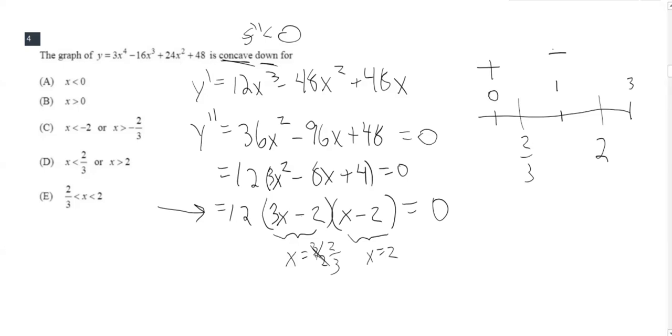Now, don't always assume that the signs are going to alternate the whole time. So you do have to check 3 in the second derivative. Turns out that's also positive. So the interval is from 2/3 to 2, where the second derivative is negative, and that function will be concave down. And that's choice E for us there.